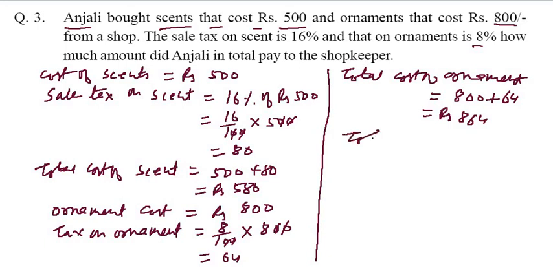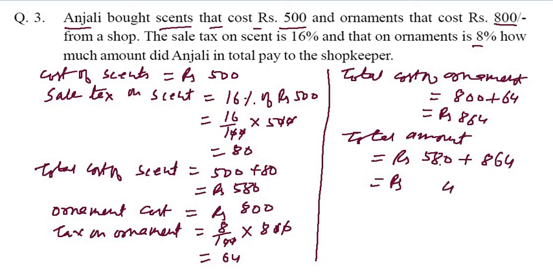Now total amount will be equal to rupees 580 plus 864. So what will happen? You can write here 0 and 4, that is 4, and 8 and 6 is 14, so 4, and 8 and 6, that is 1, and that one is your answer.